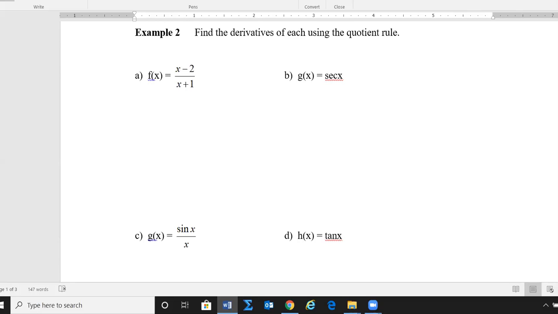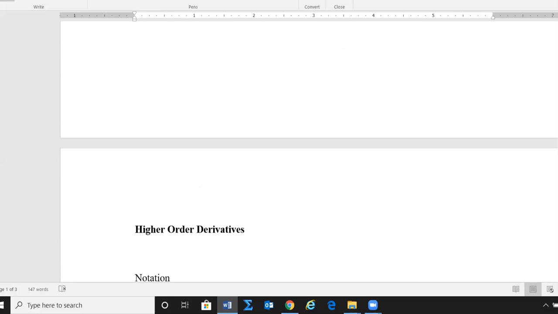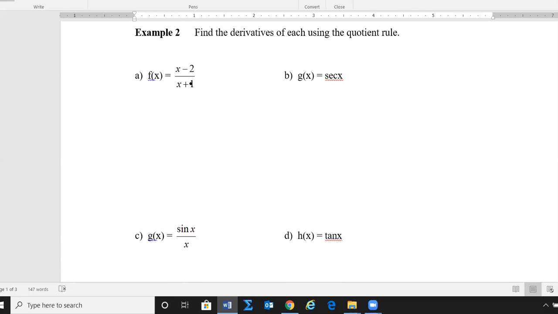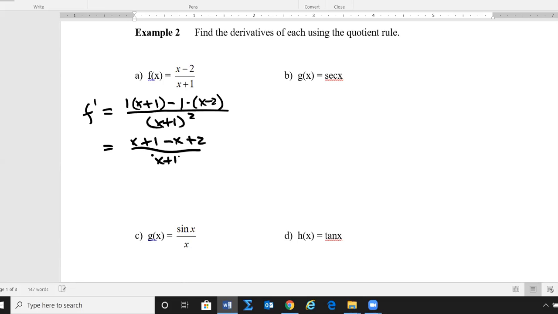That'll help, I think. Okay, let's go ahead and work some problems here. This is going to take a little bit. Let's try to get through it quickly. You can always go back and pause the videos and look at it again. So, all right, we see we've got a quotient. We're going to start right off. Derivative of the numerator is a 1 times the denominator minus derivative of the denominator, which is a 1 times the numerator, all over the denominator squared. And then you probably would want to simplify this. This would be x plus 1 minus x plus 2 over the x plus 1 squared, which is just a 3 over the x plus 1 quantity squared. And you can leave it like that.